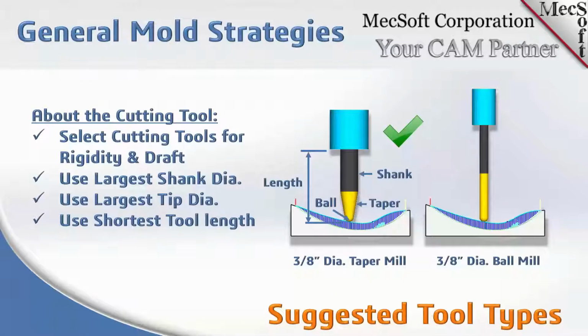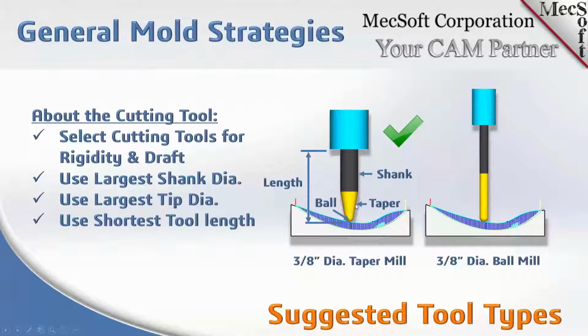Okay, the next tip or technique is for the cutting tool. Basically, what we're trying to get across here is that you want the stoutest cutting tool that you can use: the largest diameter, the largest shaft diameter, and the shortest length of the tool, which will create a very strong tool. It'll eliminate any deflection in the tool, and that's what you want.